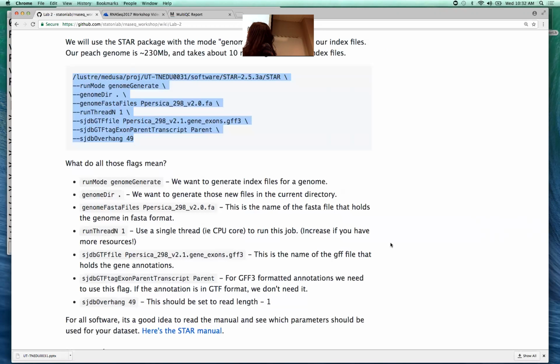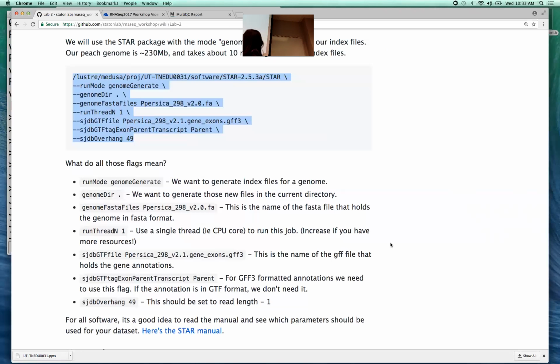And the next one is GTF file. So here we put our GFF3 file. It will use this file to recognize which location is exon, which location is genes. And then the GTF tag exon parent transcripts. So this is specific for a GFF3 annotation file. If you have a GTF file, it contains a different format.